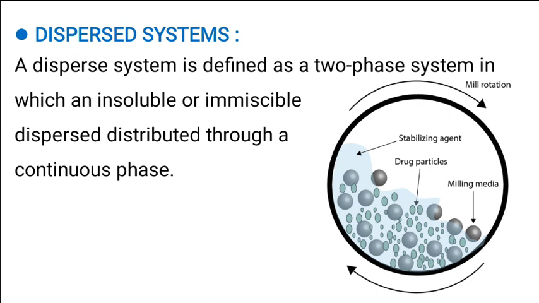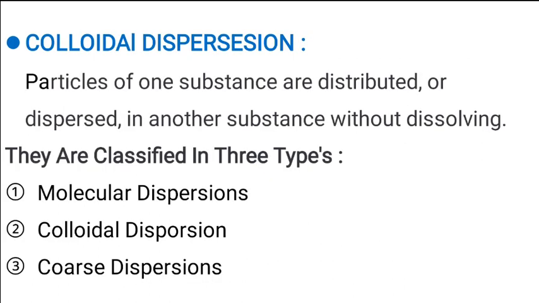A dispersion system is defined as a two-phase system in which an insoluble or immiscible substance is distributed through a continuous phase. You can easily get it through the diagram. Colloidal dispersion: particles of one substance are distributed or dispersed in another substance without dissolving, which is known as a colloidal dispersion. They are also classified into three types: molecular dispersion, colloidal dispersion, and coarse dispersion.